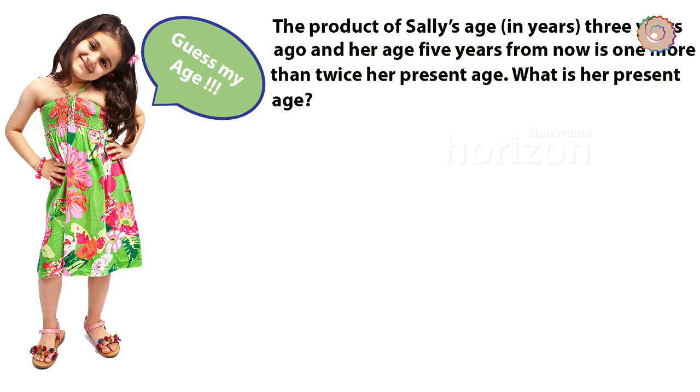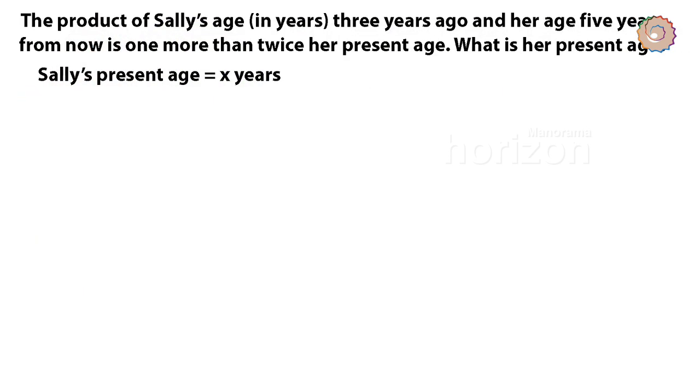The product of Sally's age in years 3 years ago and her age 5 years from now is 1 more than twice her present age. What is her present age? Let Sally's present age be x years. According to the information, (x minus 3) into (x plus 5) equals 2x plus 1.